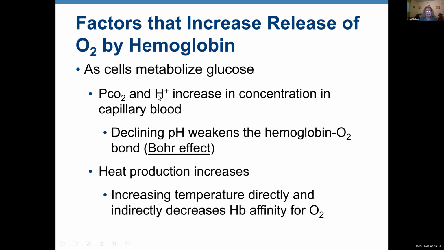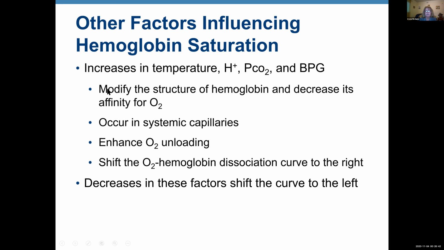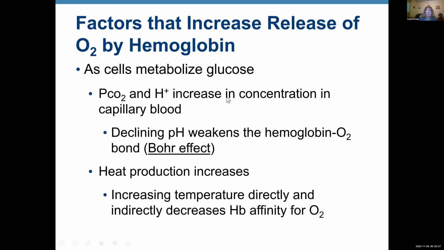So we already said an increase of hydrogen ions, but also an increase in partial pressure of carbon dioxide. This all increases the release of oxygen by hemoglobin. We just looked over here. This is what it is right there. And the same with heat production. So pretty much this slide just tells you exactly what it says. All these factors, when they increase, enhance, so increase, unloading of oxygen because the shape of hemoglobin changes. So that's the same stuff.